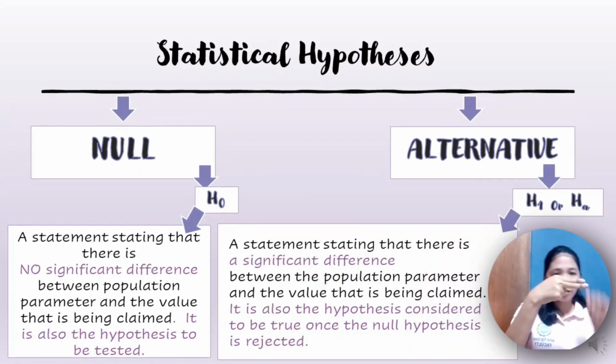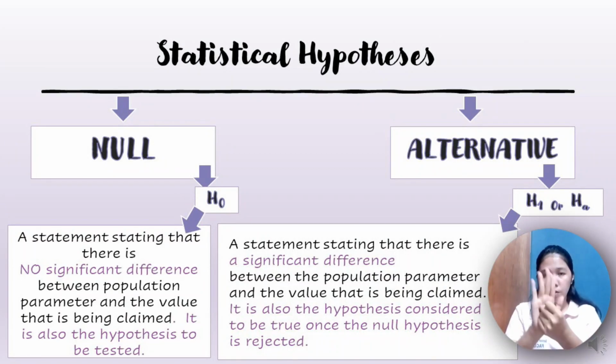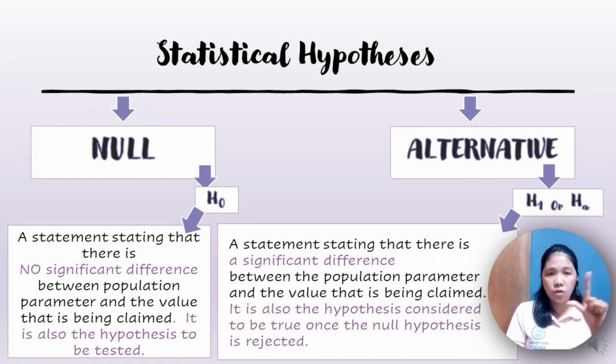When we say null hypothesis, it is a statement stating that there is no significant difference between population parameter and the value that is being claimed. It is also the hypothesis to be tested, while an alternative hypothesis is a statement stating that there is a significant difference between the population parameter and the value that is being claimed. It is also the hypothesis considered to be true once the null hypothesis is rejected.